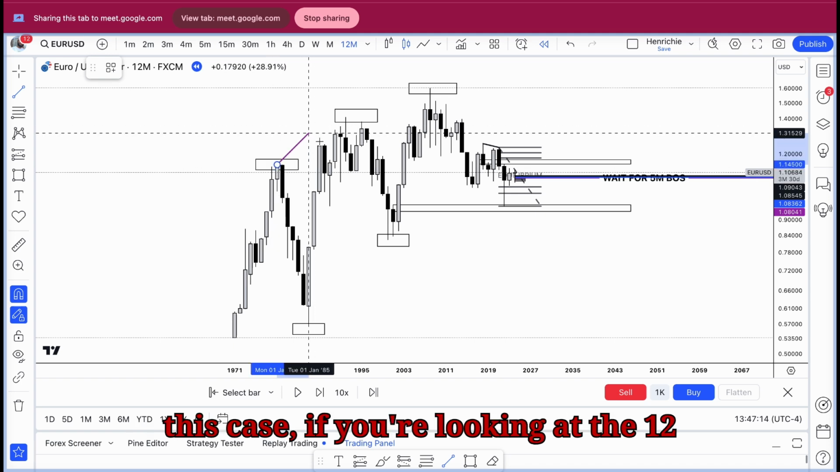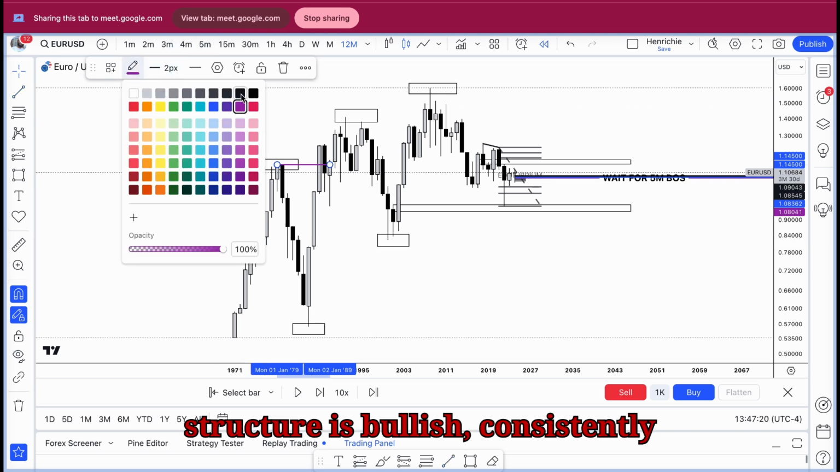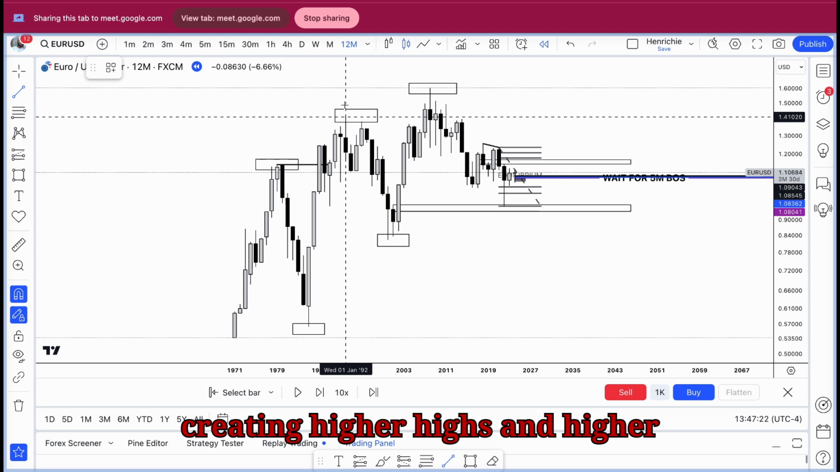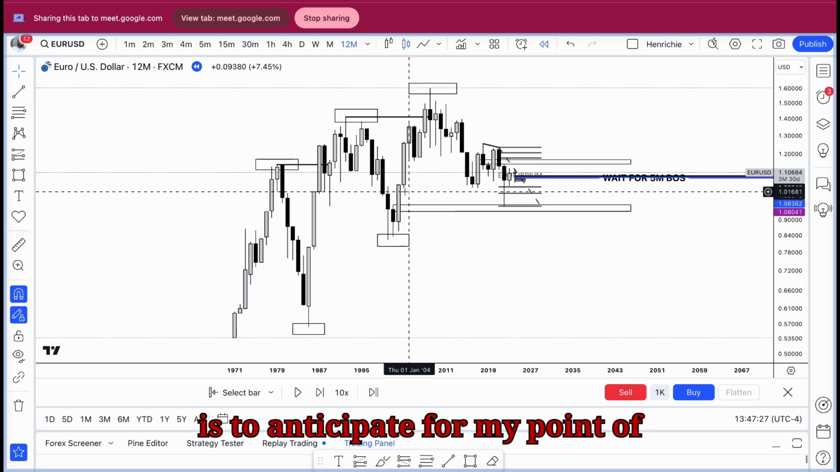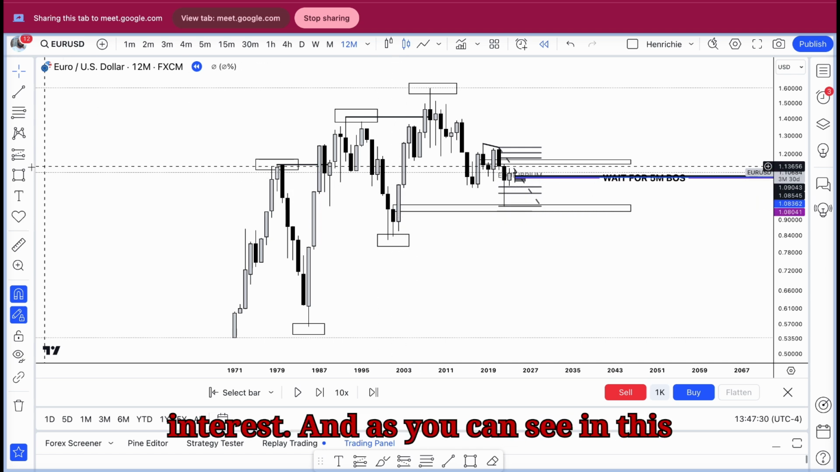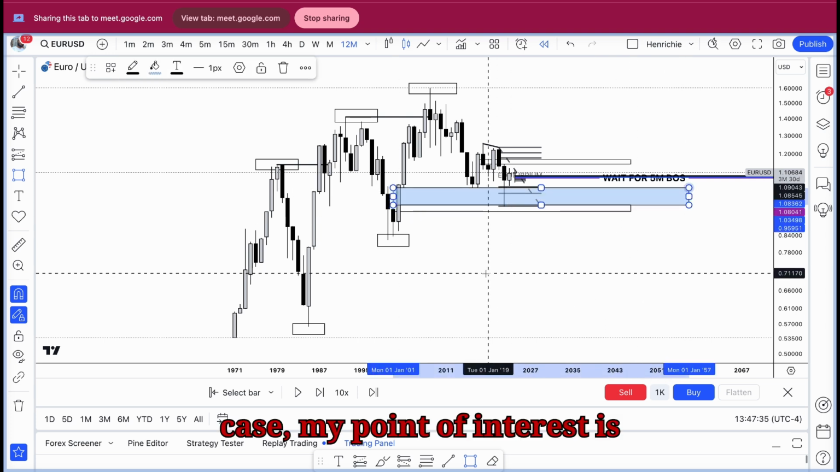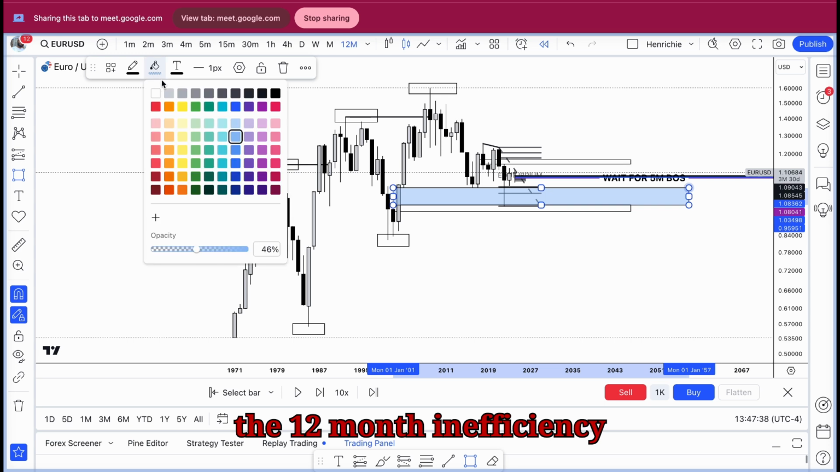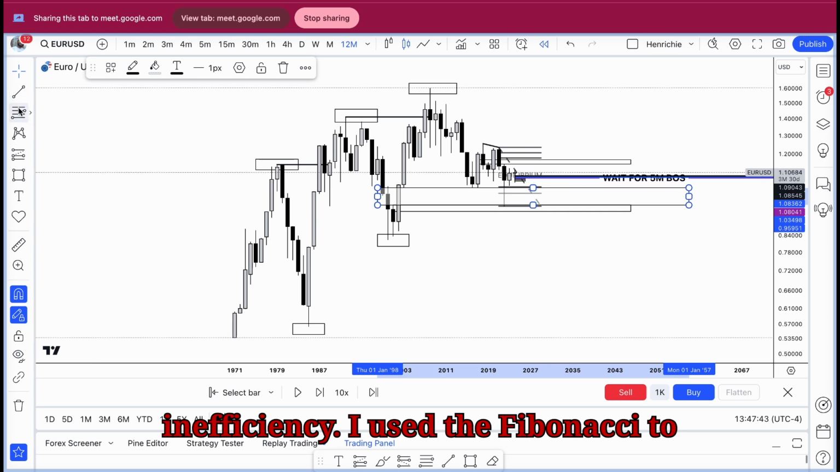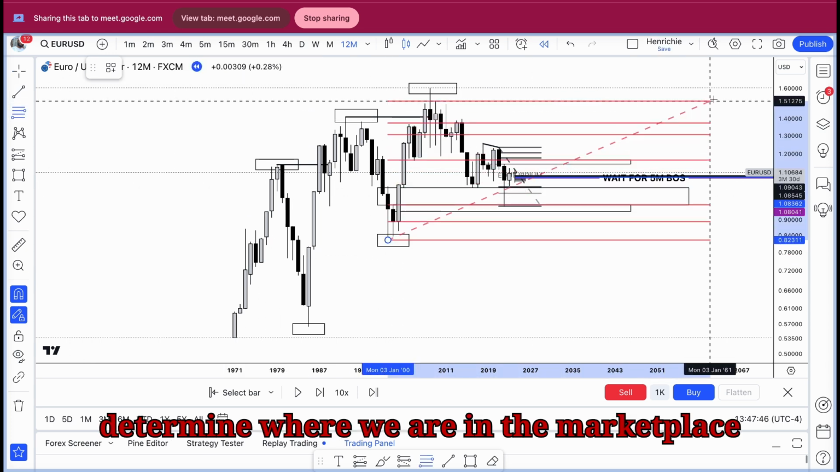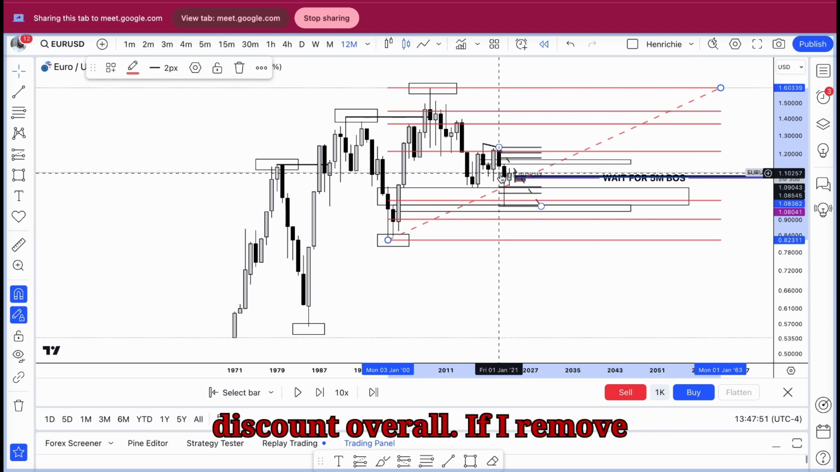And in this case, if you're looking at the 12-month time frame, you can basically see that already the market structure is bullish, consistently creating higher highs and higher lows. The next thing I do after that is to anticipate for my point of interest, and as you can see in this case, my point of interest is the 12-month inefficiency. After outlining the 12-month inefficiency, I use the Fibonacci to determine where we are in the marketplace. And as you can see, we're currently at discount.